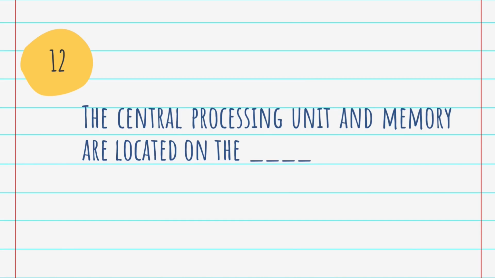Question number 12. The central processing unit and memory are located on the. Answer is motherboard. A motherboard is a very important part of a computer system. It holds together many components of a computer such as the CPU, that is central processing unit, memory and connectors for input and output devices.